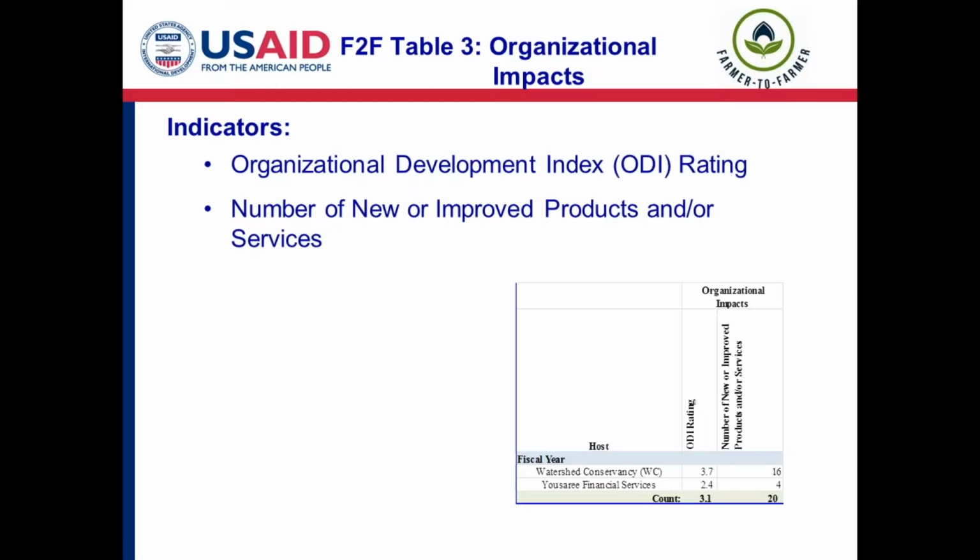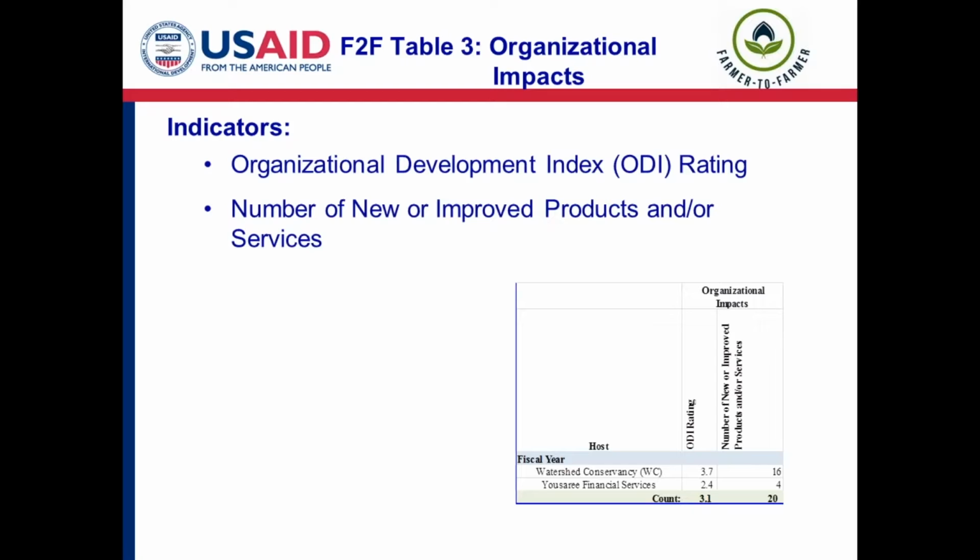So, our organizational impacts. I'm going to set the ODI aside for a minute because new and improved products and services is easier. If someone improves production, if it's a crop that they're growing, that can go here. If it's something that they're processing, if it's a new loan product, anything like that. If it's new from when we started working with the host as a result of farmer-to-farmer assistance, or if it's significantly improved, it gets to be counted here.